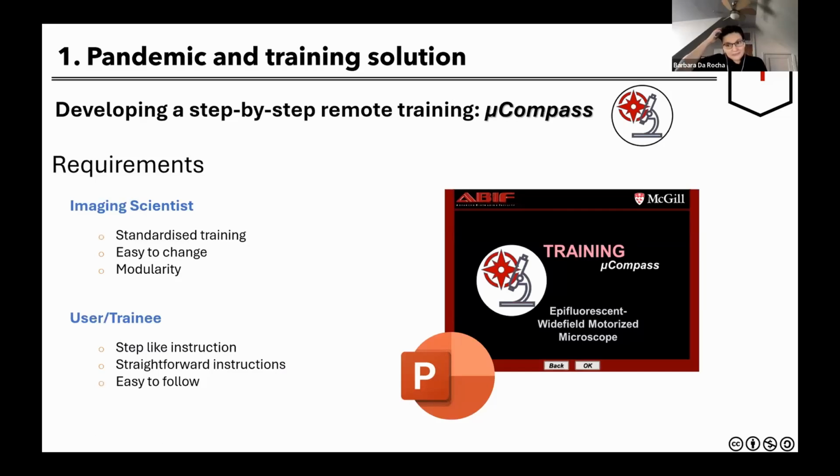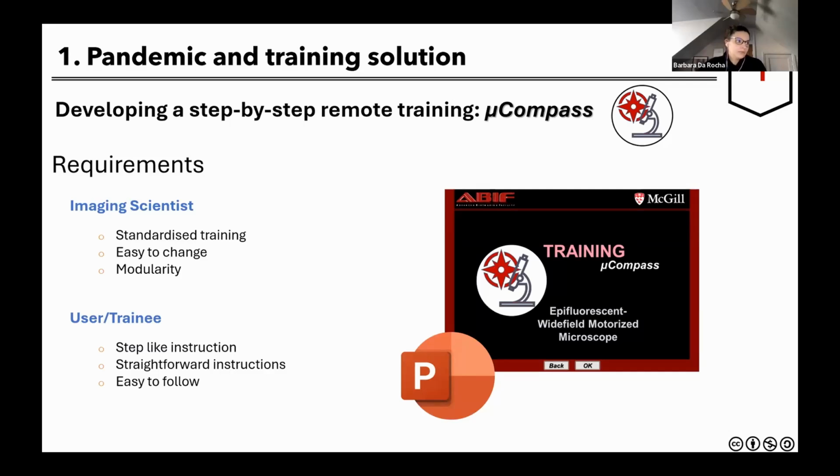So where do we go with the Microcompass? During the pandemic, we weren't allowed to be in the same room as our users, and we wanted to resume training to allow new people to be able to use our microscopes. So we wanted to design a step-by-step training so that they can go on the microscope and be trained without us in the room.